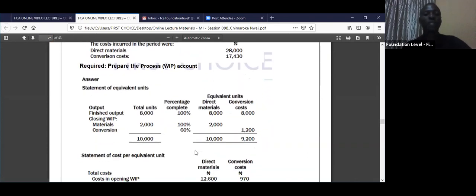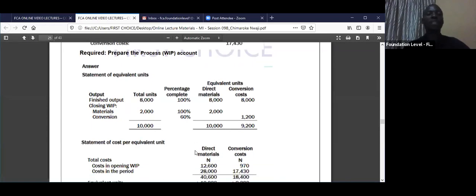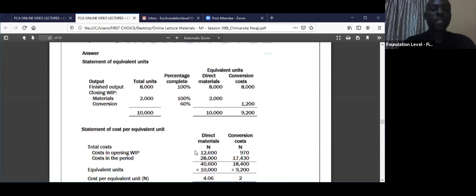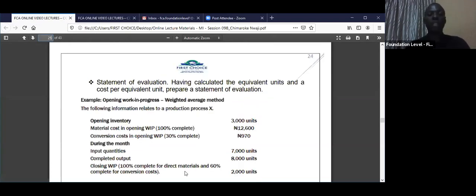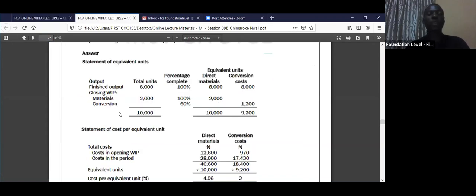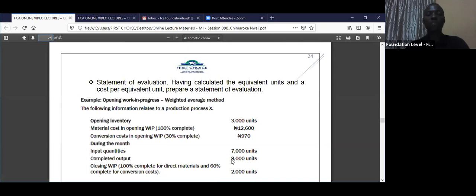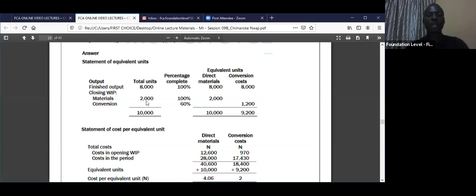We'll look at the first one, the statement of equivalent units. So you see, we need to put our output first. When we are doing equivalent units, it's our output that we are talking about, not the input. So what is our output? We had two things in output: completed and closing work in progress. We are told that the completed output is 8,000 and work in progress is 2,000. That is what you can see here.